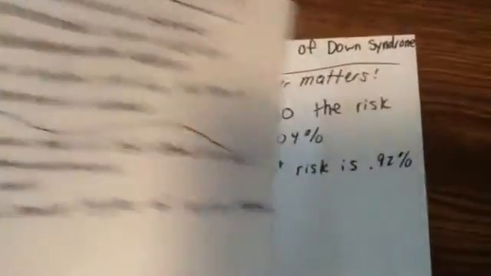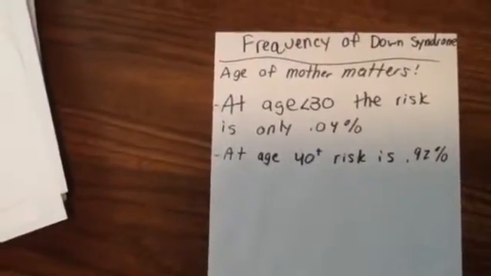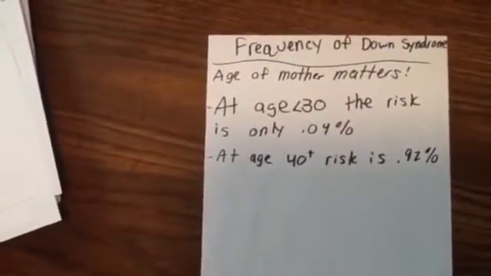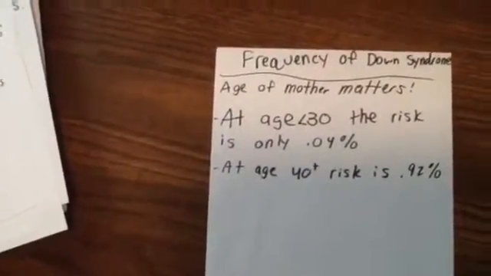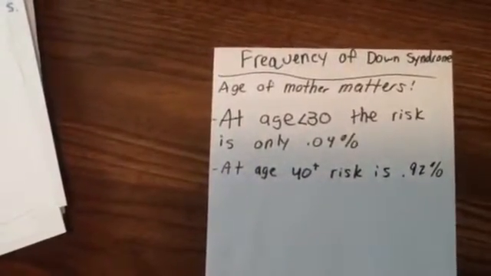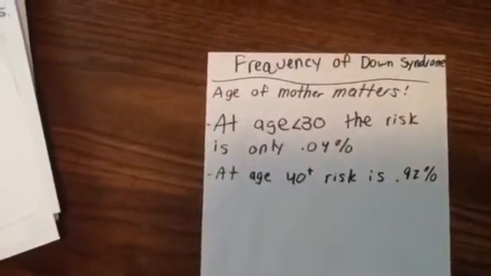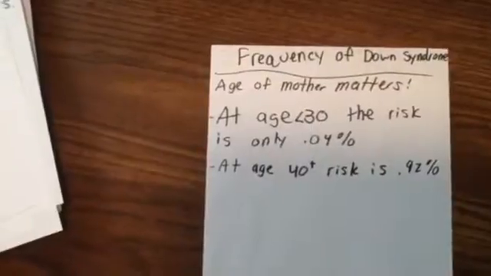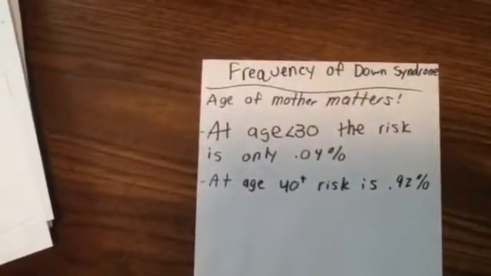The frequency of Down syndrome increases with the age of the mother. At age 30 or less, the risk is only 0.04% of having a child with Down syndrome. At age 40 or higher, the risk jumps to 0.92%. This correlation between the age of the mother and having a child with Down syndrome has not been explained. Most cases result from non-disjunction during meiosis 1.